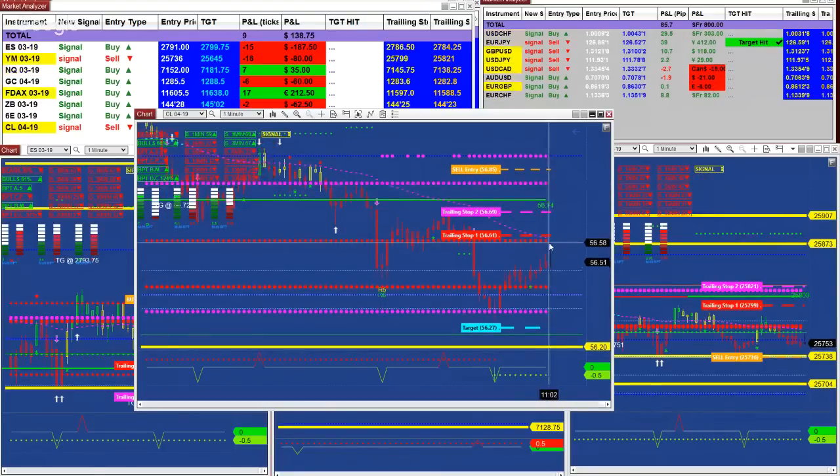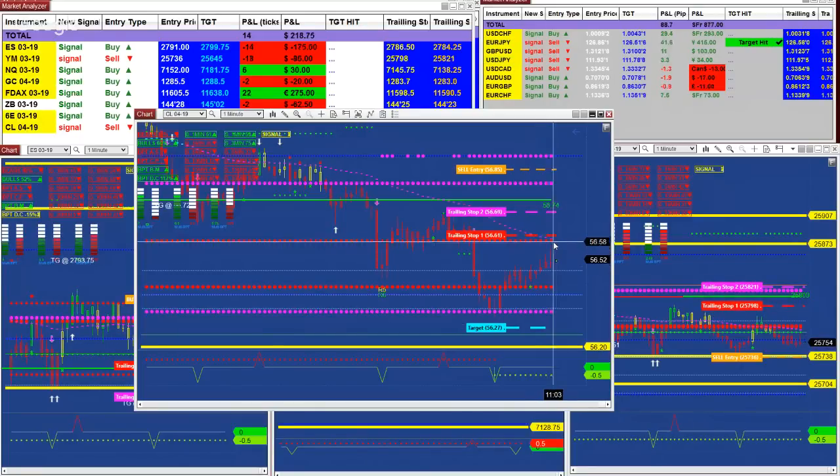As you see here on the CL, the only re-entry on the CL at the moment is 56.58, and there is no other way. 56.58, 56.57. This is the only re-entry short on the CL. There is nothing else you can do. 56.57 or 56.58. This is where you need to re-enter the market.